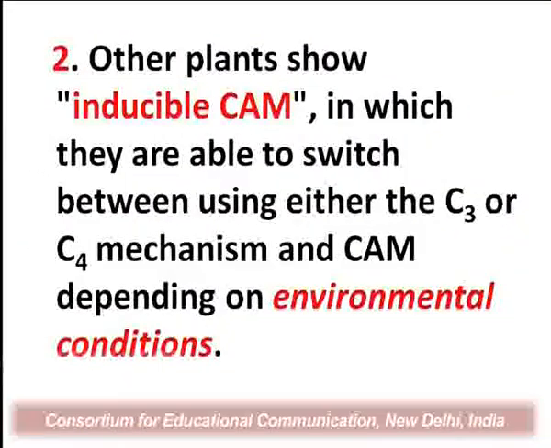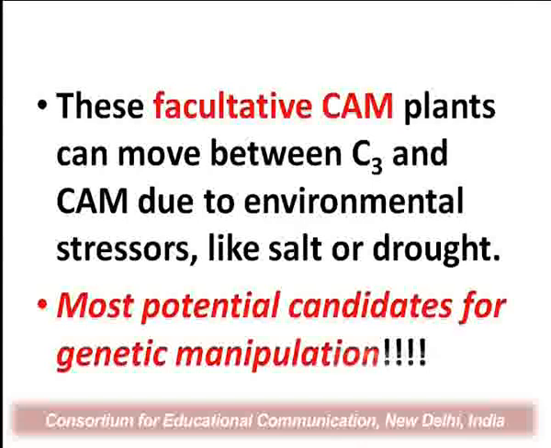There are certain other plants which can be called inducible CAMs. We can also call them facultative CAM plants perhaps, because they have the ability to switch from CAM to either C3 or C4, and this would depend on the environmental conditions. This is a very, very interesting aspect of the so-called facultative CAM plants, because if they can move from C3 to C4, don't you think that they are the most potential candidates for gene manipulation?